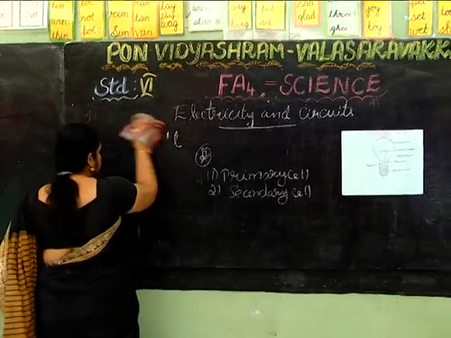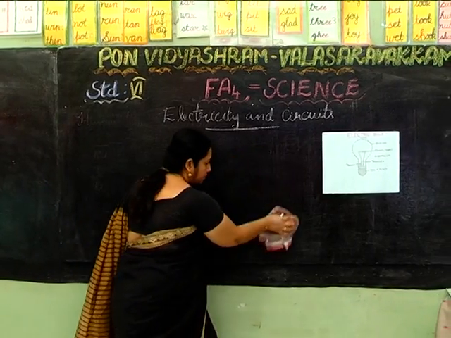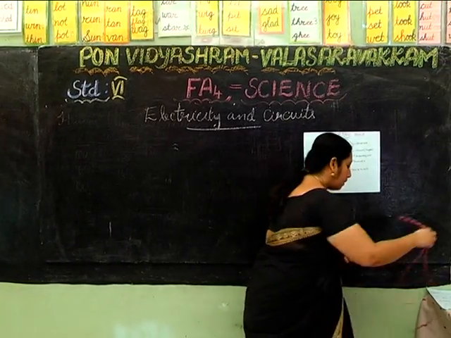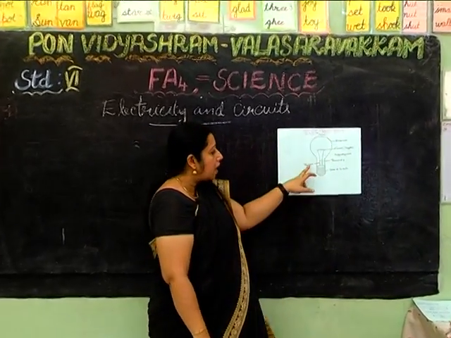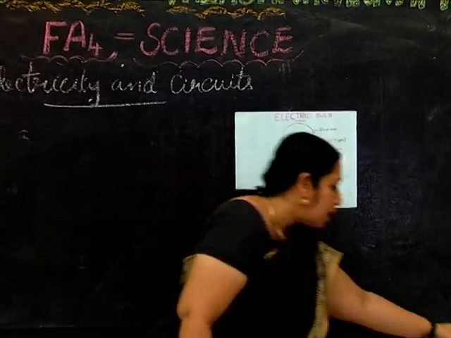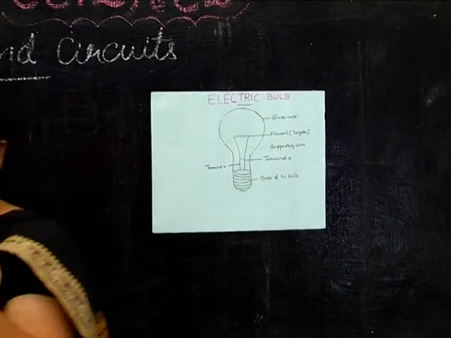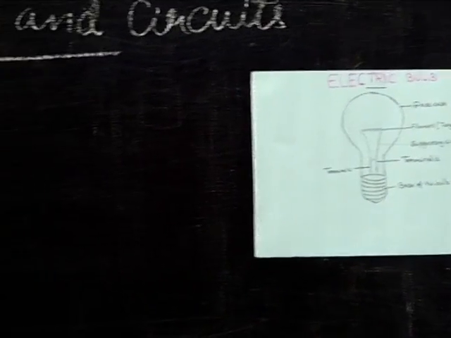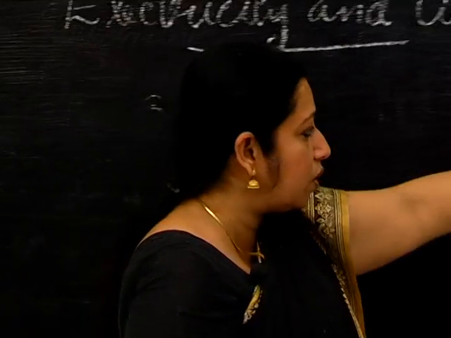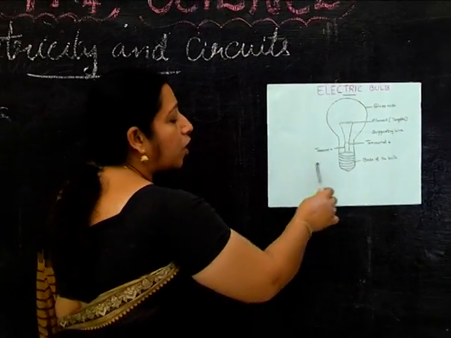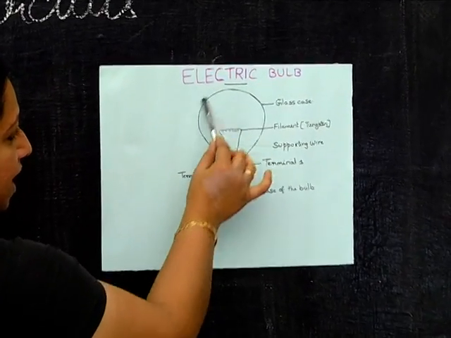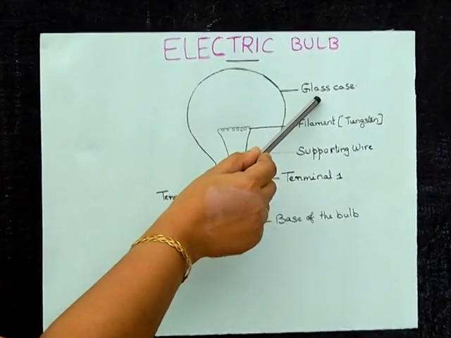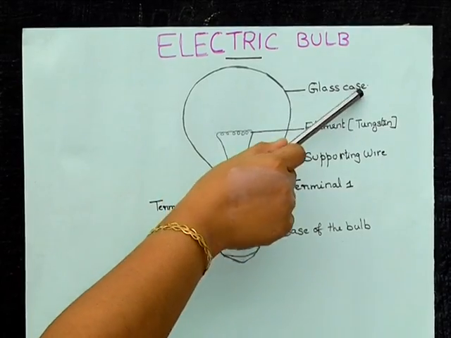Now, this is an electric bulb. What is an electric bulb? I hope everyone has seen this bulb. This is a torch bulb. This diagram is of an electric bulb. And what are the parts of an electric bulb? This is the outer case. This outer case is a glass case.